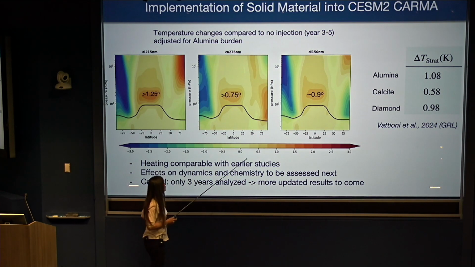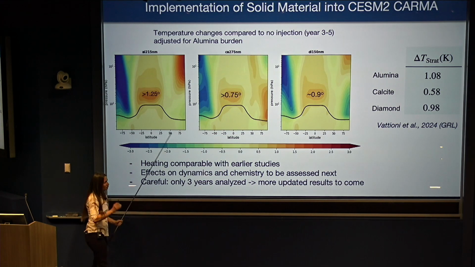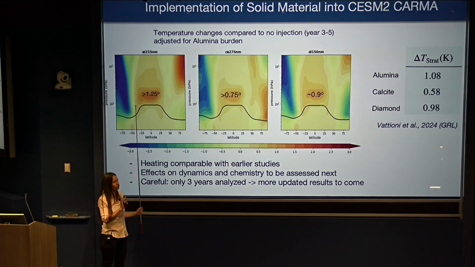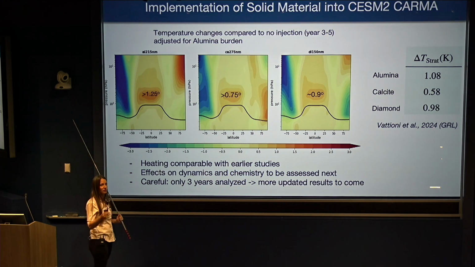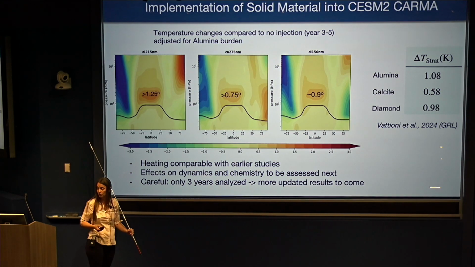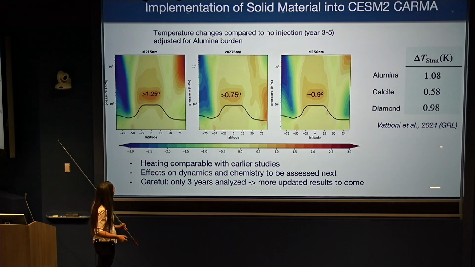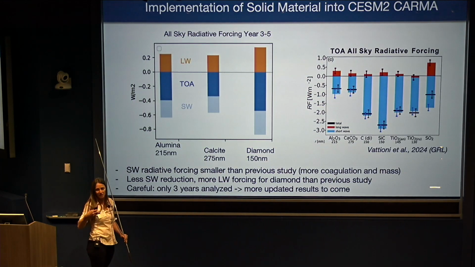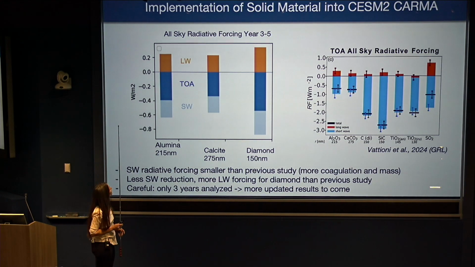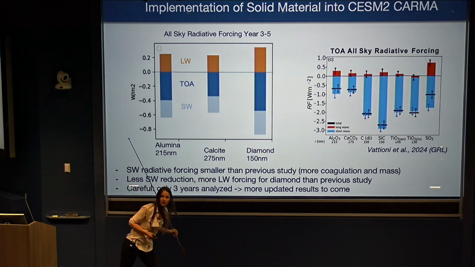What we do want to caution here, though, is that this is only 3 years, so the results should only be taken qualitatively at this point, since we have to run many more years to compare this statistically. But it shows that we are going in the right direction, and the implementation seems to work. We also look at radiative forcing.